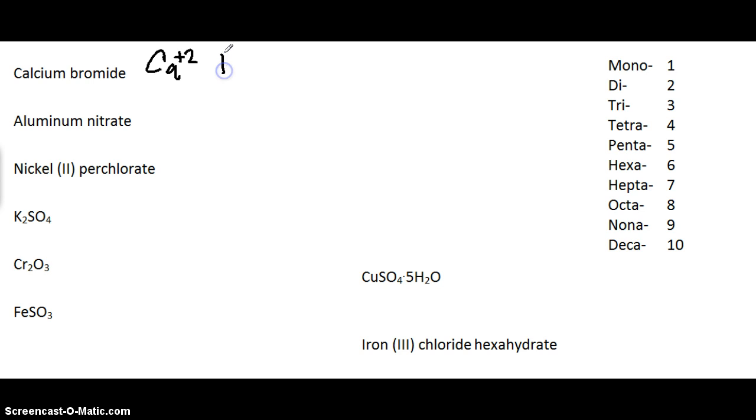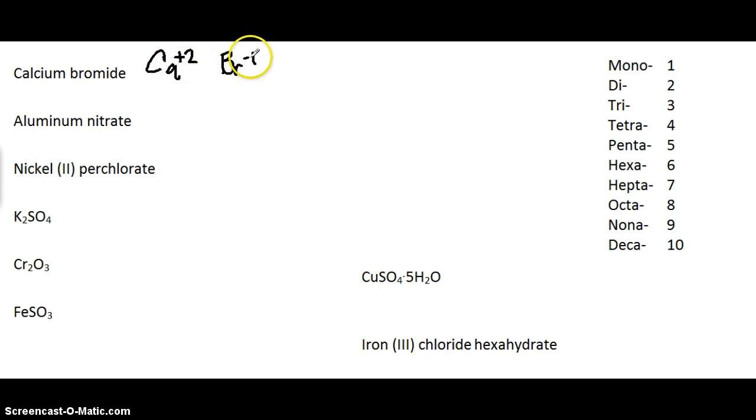We have bromide. One thing I want to point out here is that the element is bromine, but when these nonmetals become ions, and it's a single atom doing this, we change the ending to -ide. So what I have here is calcium ions and bromide ions, and as I told you a second ago, these need to add up to 0.